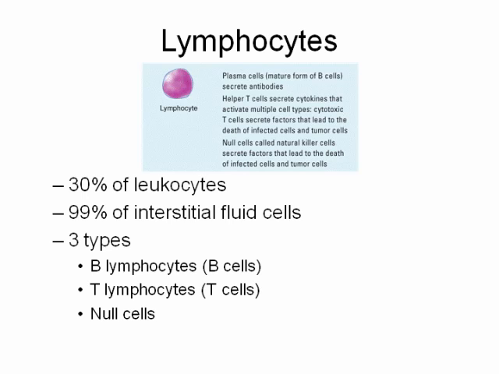Now, within T cells, there are several types. We call helper T cells those that themselves secrete cytokines that actually help other types of immune cells to do their job, primarily what we call the cytotoxic T cells that, as the name suggests, kill cells. So that's the function of the cytotoxic T cells. Cytotoxic T cells secrete factors, that is, chemicals that lead to the death of infected cells and tumor cells. Null cells are also called natural killer cells, and they secrete factors that lead to the death of infected cells as well as tumor cells. So there's a certain amount of overlap in what some of these different cell types do.